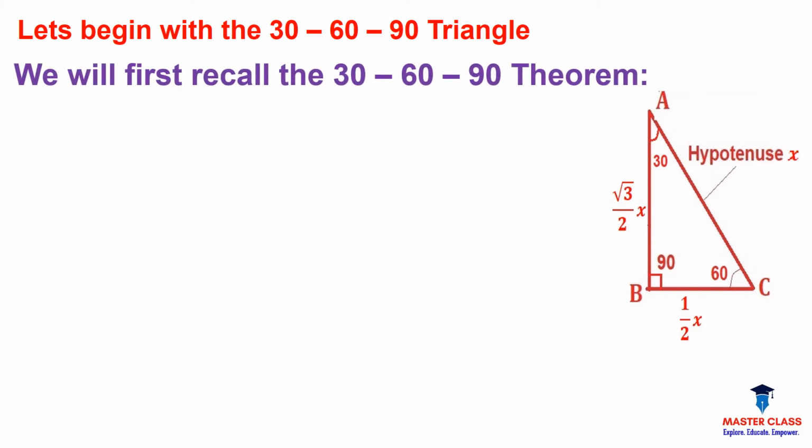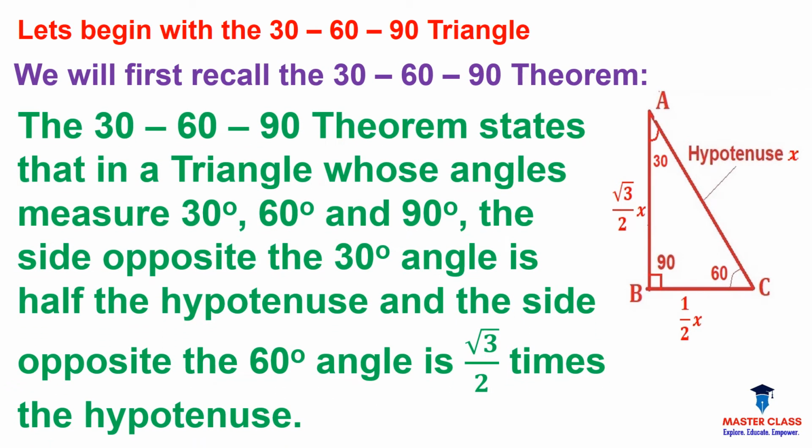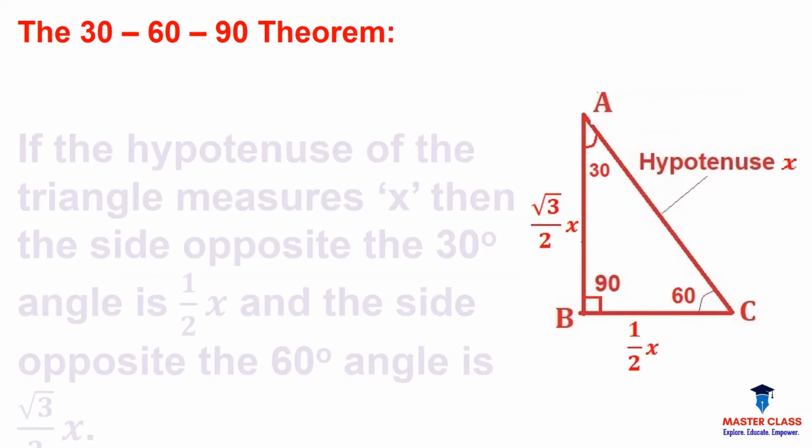We will first recall the 30, 60, 90 theorem. The 30, 60, 90 theorem states that in a triangle whose angles measure 30 degrees, 60 degrees and 90 degrees, the side opposite the 30-degree angle is half the hypotenuse and the side opposite the 60-degree angle is root 3 upon 2 times the hypotenuse.